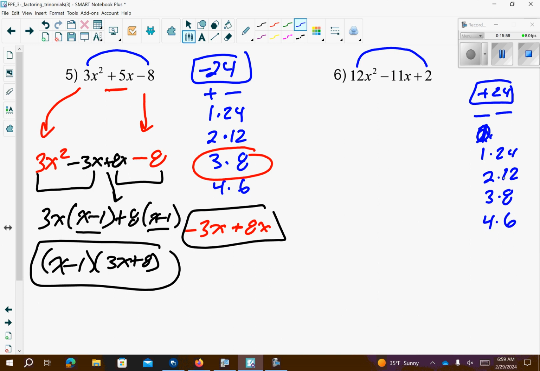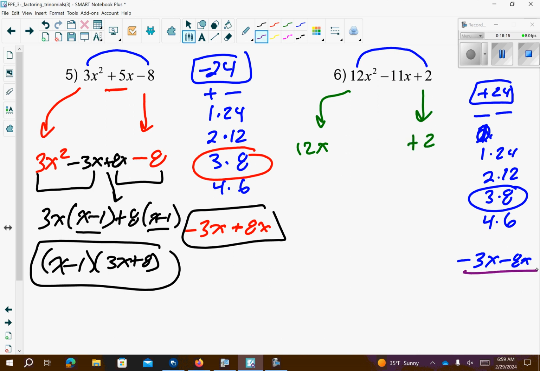That gives me negative 14. That gives me negative 11. That gives me negative 10. That's what we're going to have. We're going to have negative 3x and negative 8x that we're going to plug in. So let's bring down our ends. I get 12x squared. I get plus 2. Let's put these in between, whatever order I want.